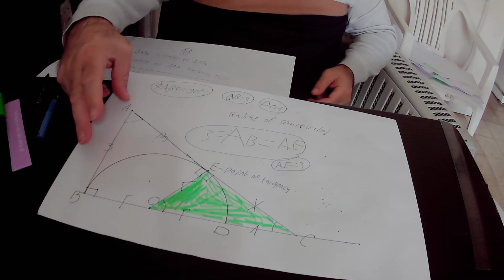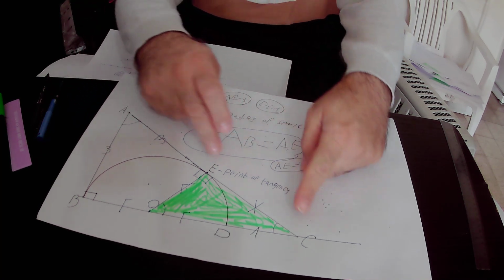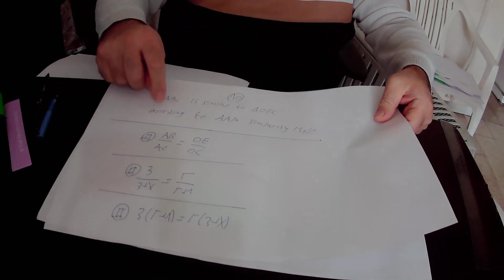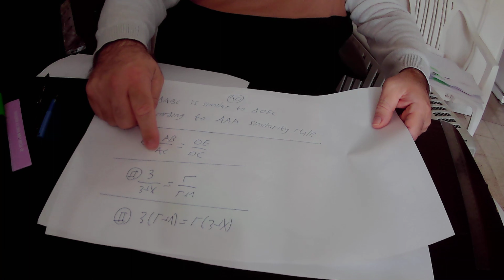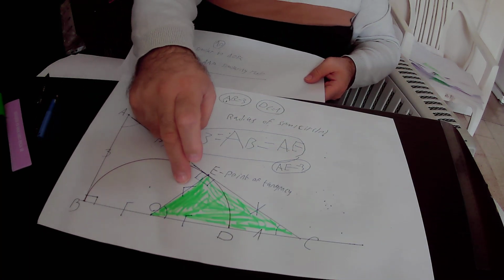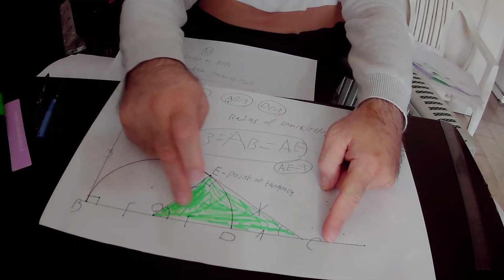But what is AB? AB equals 3 units, and AC equals 3 over X. So AB equals 3 units and AC equals 3 over X. And what is OE? OE equals R, and OC equals R plus 1.